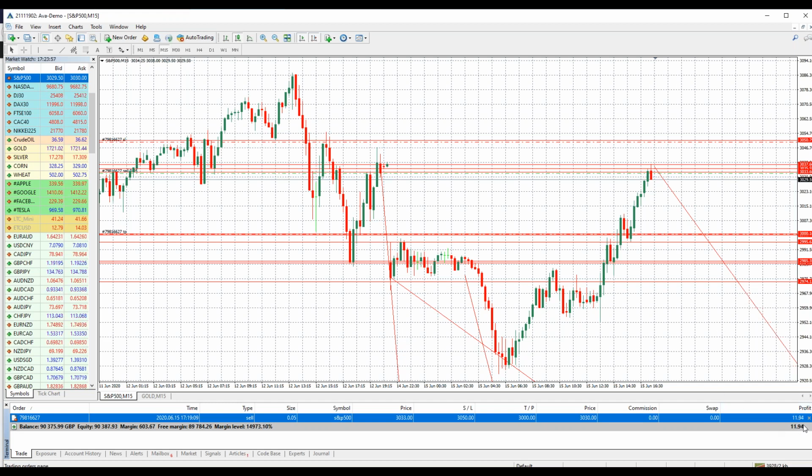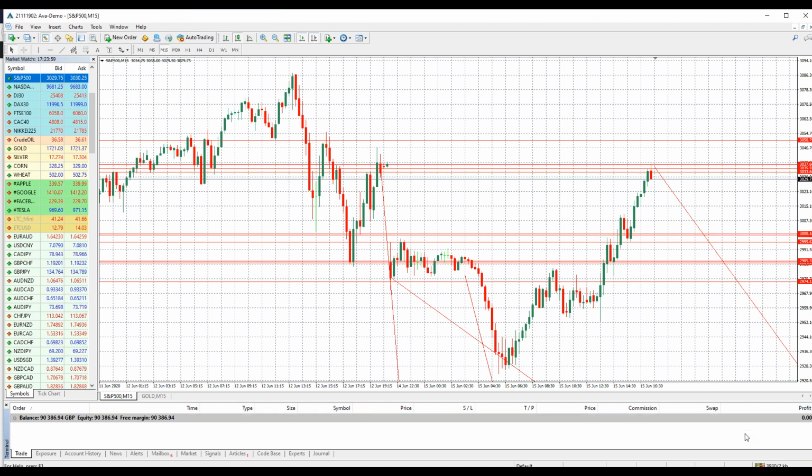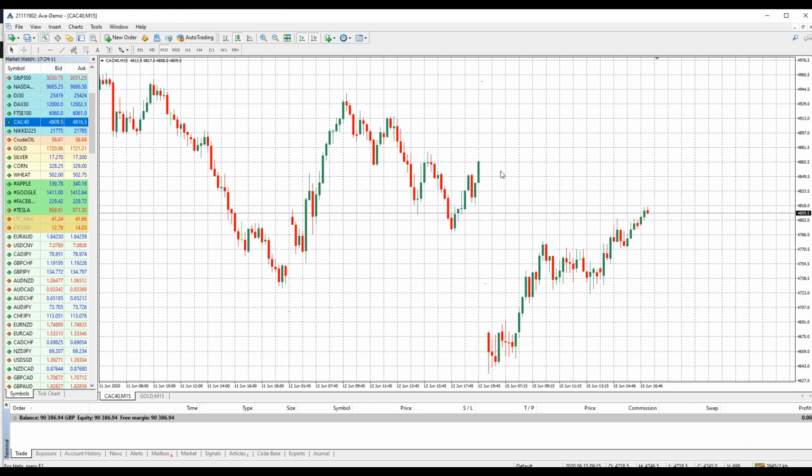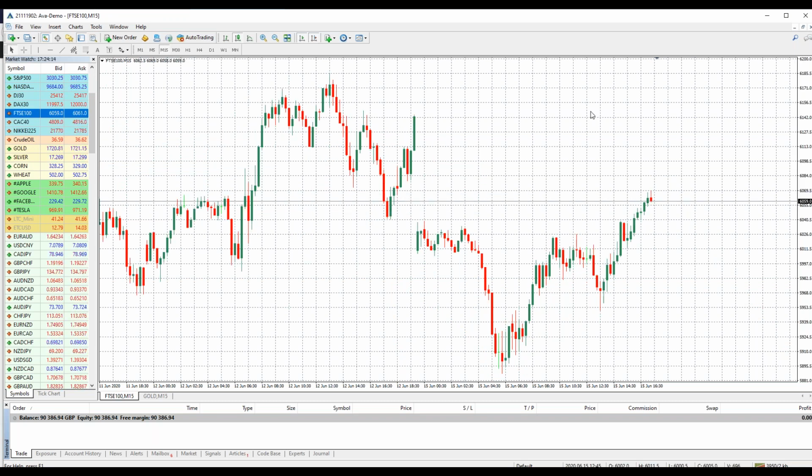And if I was a scalper, I might close now. Okay, boom, took 10, 12 dollars profit on a small trade. And had I taken a bigger trade, that could have been a really big profit, right? So there's some opportunities there. And you could, again, you could have done the CAC, you could have done the FTSE, you could have done, look, they're all starting to drop, right?